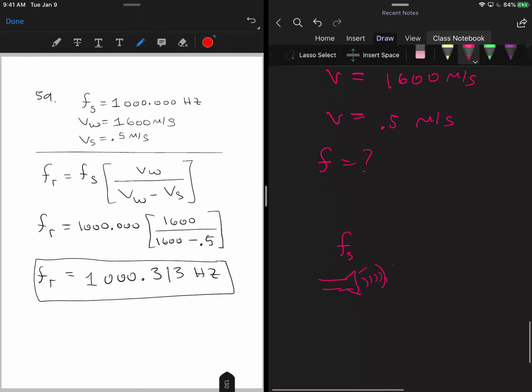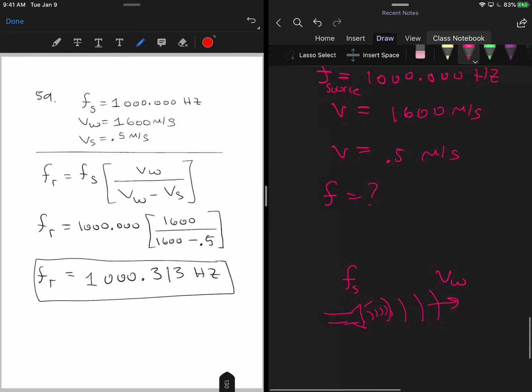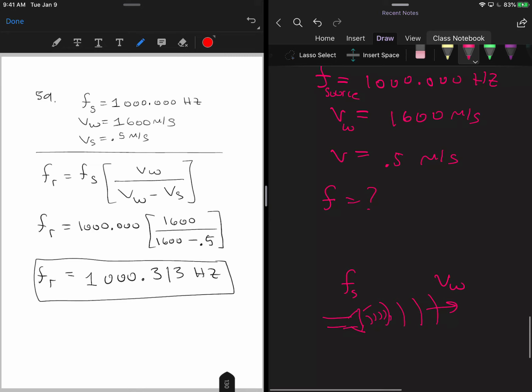And that sound wave is moving at a velocity. It's moving at the velocity of sound, or the velocity of a wave, or the velocity of a sound wave. So I'm going to just call that V wave. And that one is going to be this one over here, so that's the 1,600 meters per second.